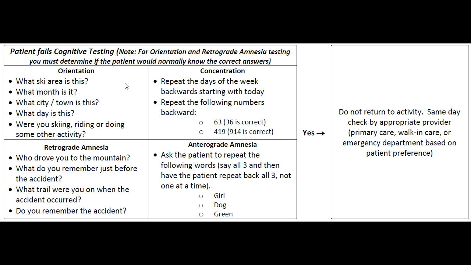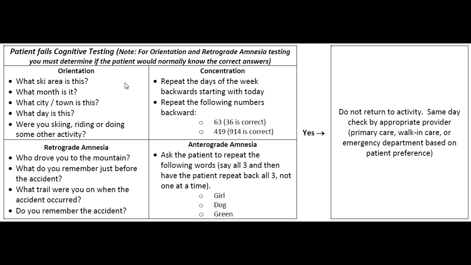You're at a big ski area, you've got someone who's never been there before, and they fall and they hit their head, and you ask them, well, what trail were you on? They may have no idea at all because they've never been on it before. And that doesn't mean that they have retrograde amnesia, it just means they didn't know what trail they were on. So you need to be able to sort that out to a certain degree.